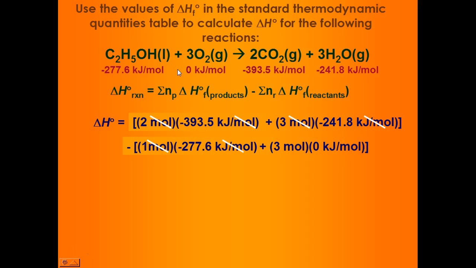So the moles cancel, and when we multiply and add, you'd have 2 times the negative 393.5, 3 times the negative 241.8, and we would subtract away 1 times the negative 277.6. The 2 negatives make this term positive, and when I did my math, I got negative 1234.8 kilojoules of energy was released in this reaction. We can't say kilojoules per mole because the stoichiometric ratios are not the same for the reactants or the products.